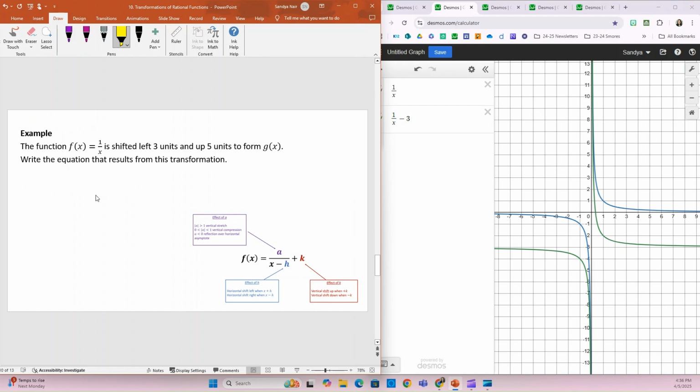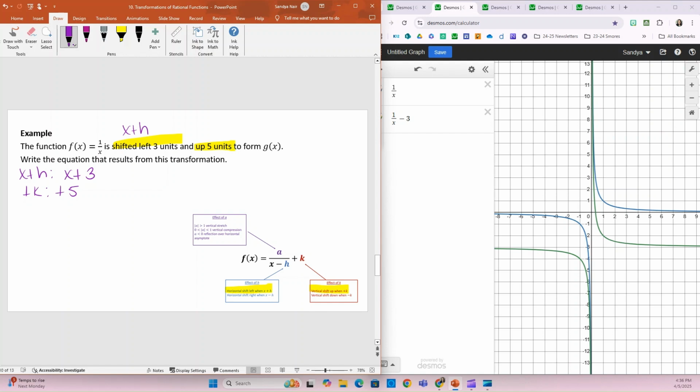So now let's go ahead and write equations given transformations. So it says f of x equals 1 over x is shifted left 3 units and then up 5 units to form g of x. So remember, left 3 units, if we look at our chart, it says left when we have x plus h. So that means that we're going to say this will be an x plus h. And the effect of that is going to be that we have an x plus 3 because it's shifted left 3. Then we have an up 5 units. If we look at our chart, we can see that up 5 is when k is positive. So we're going to go ahead and say that plus k is going to be a plus 5 value.